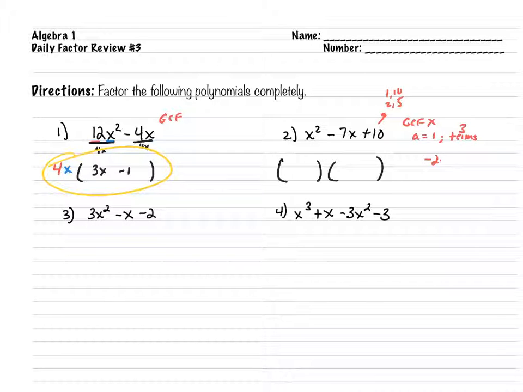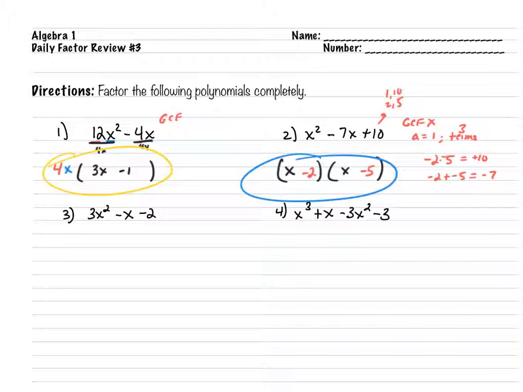So I know that if I chose negative 2 and negative 5, that would multiply to a positive 10, but negative 2 plus negative 5 would add to a negative 7. So those are my numbers. And since the leading coefficient was just a 1, I know that both of those would start with an x.